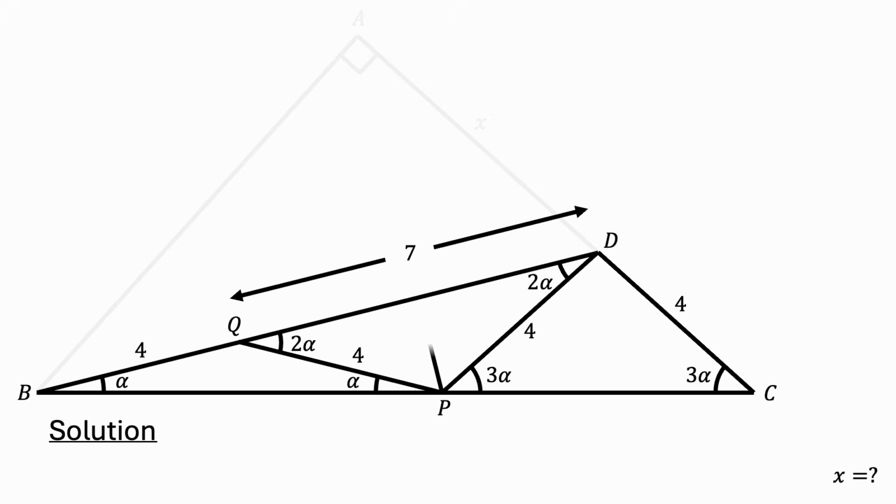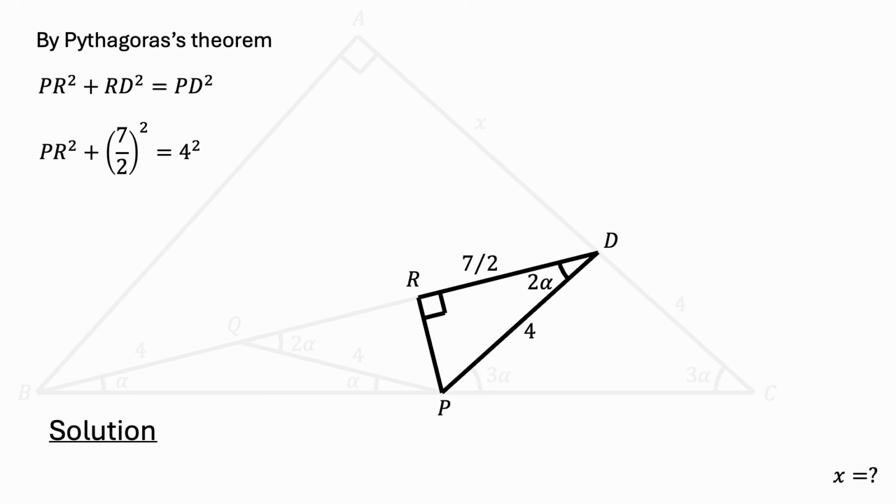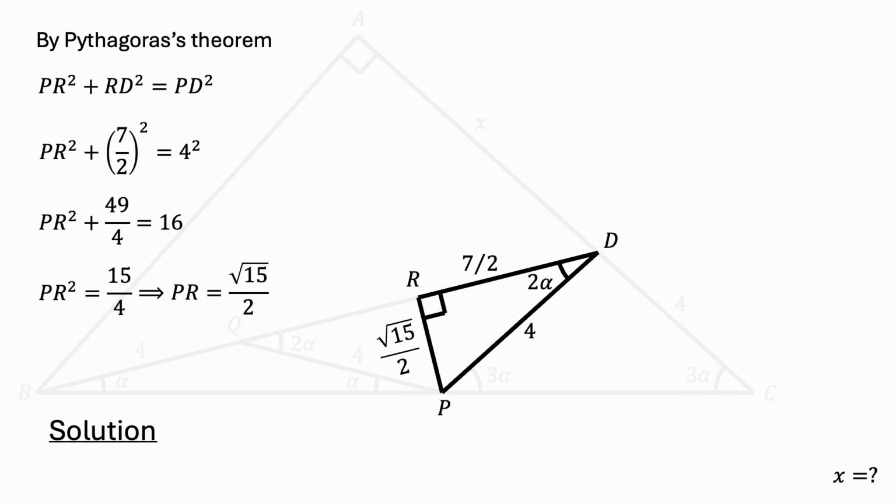Next, drop PR perpendicular to QD with R on QD. In isosceles triangle PQD, the altitude from the vertex bisects the base, so RD equals 7 over 2. Next, consider right triangle PRD. By Pythagoras theorem, PR squared plus RD squared equals PD squared, or PR squared plus (7 over 2) squared equals 4 squared. Therefore, PR squared plus 49 over 4 equals 16, so PR squared equals 15 over 4, and PR equals square root 15 over 2.